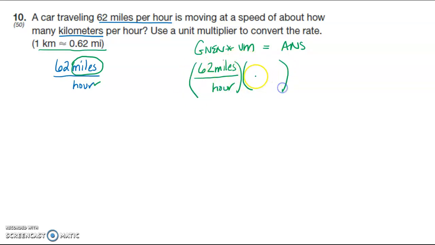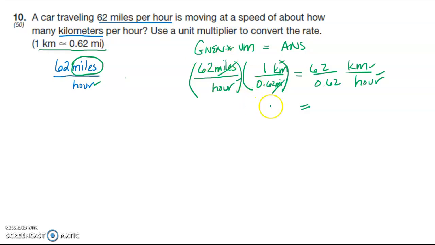Okay, we have a unit multiplier that we need, but we're not sure what it's going to be, and this needs to be kilometers per hour. So we know hours isn't changing. I want kilometers on the top, so I have 1 kilometer is equal to 0.62 miles, so my miles can cancel. Kilometers per hour is exactly what I want. I end up with 62 times 1, which is 62, and then 1 times 0.62. So I'm going to divide these. 62 divided by 0.62 is 100. 100 kilometers per hour.